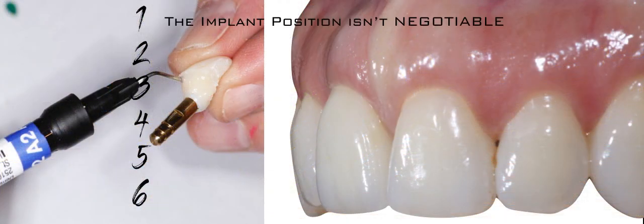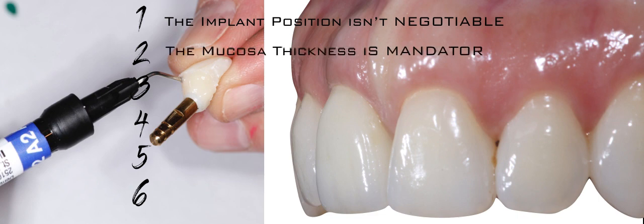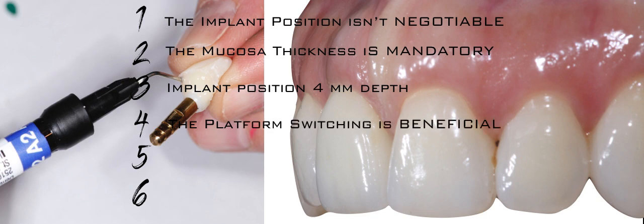I'm going to say something as a take-home message. First of all, the implant position isn't negotiable. The implant has only one position in 3D. Second, the mucosa thickness is mandatory. We need to know the characteristics of the mucosa, the phenotype of the mucosa. Third, the implant position is 4 millimeters deep from the future zenith of the crown or zenith of the gingiva. Fourth, the platform switching is beneficial when we place the implant subcrestal.